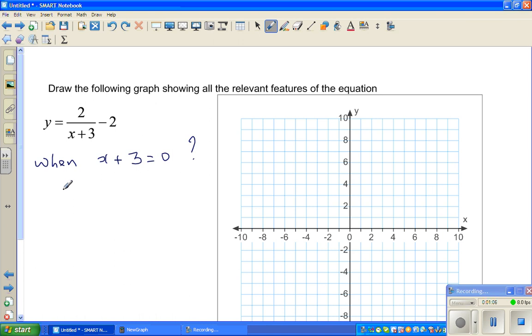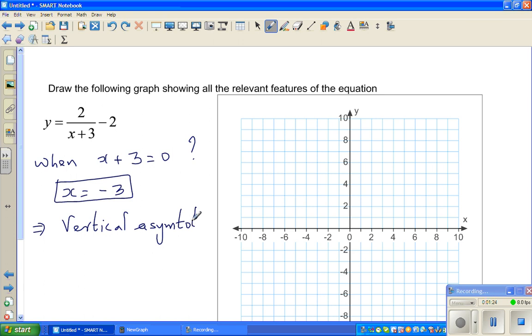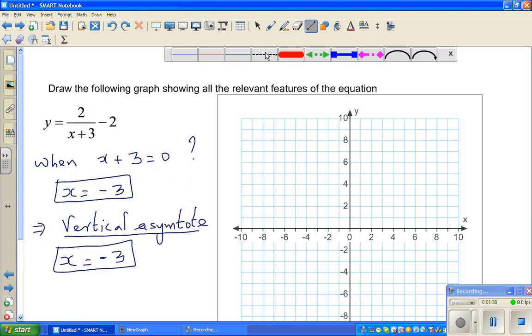It's pretty easy. When x is negative 3, the denominator becomes 0, so the function becomes undefined, which implies your vertical asymptote is at x equals negative 3. What is the vertical asymptote doing? It's telling us that you cannot take this value. The function is not defined at negative 3, so you have to draw a wall there. I call that a wall. So let me draw a wall.